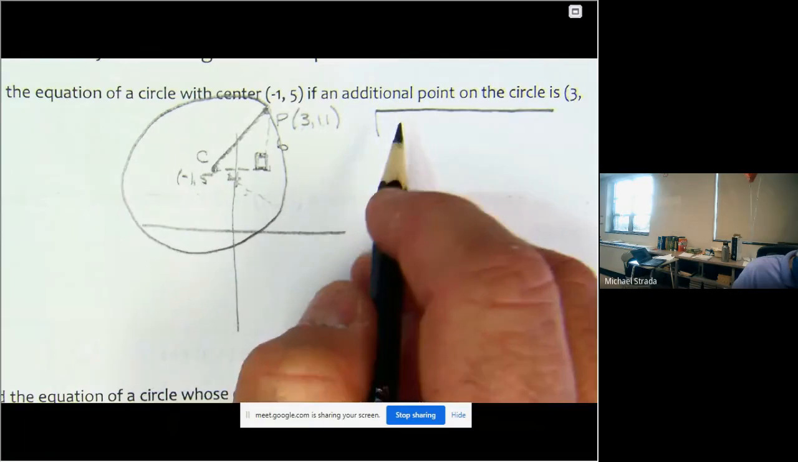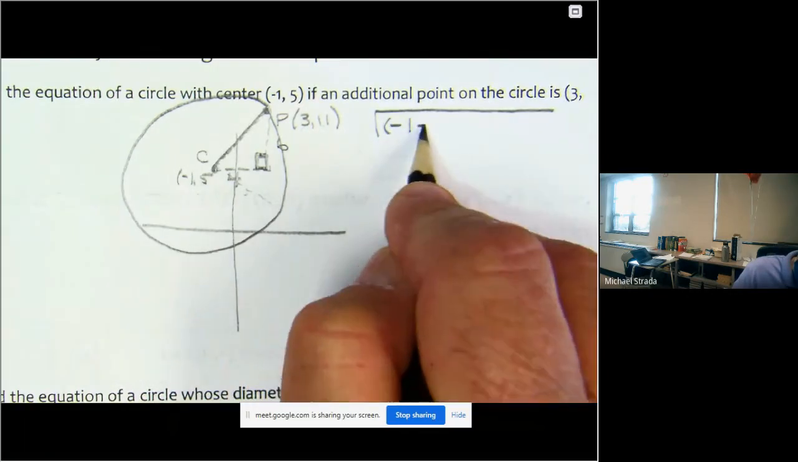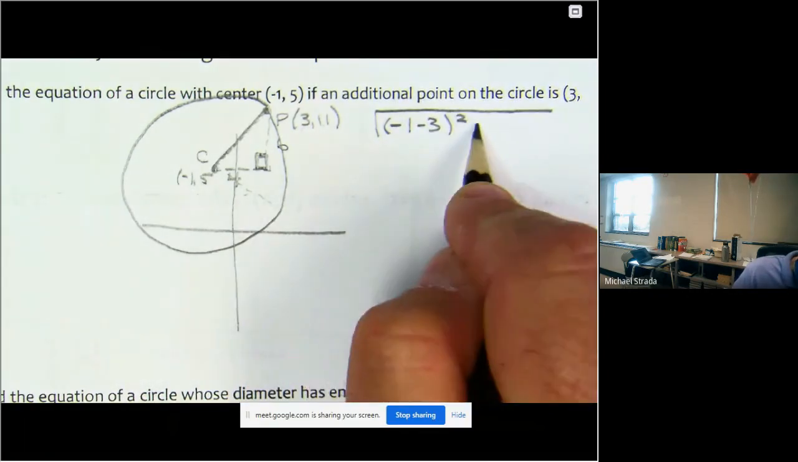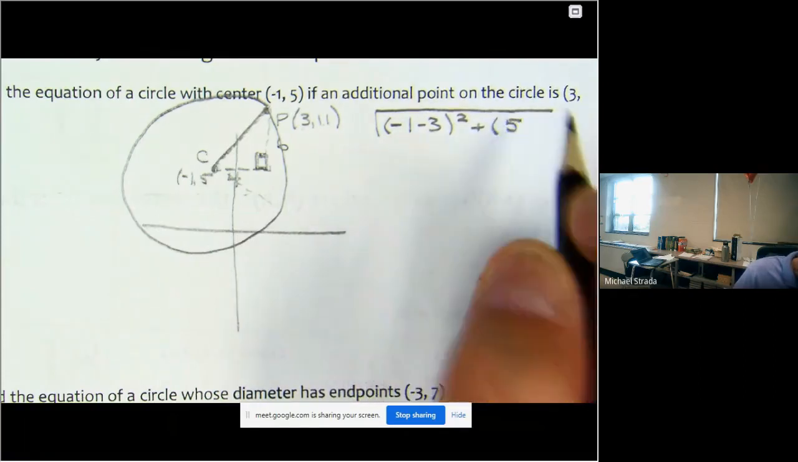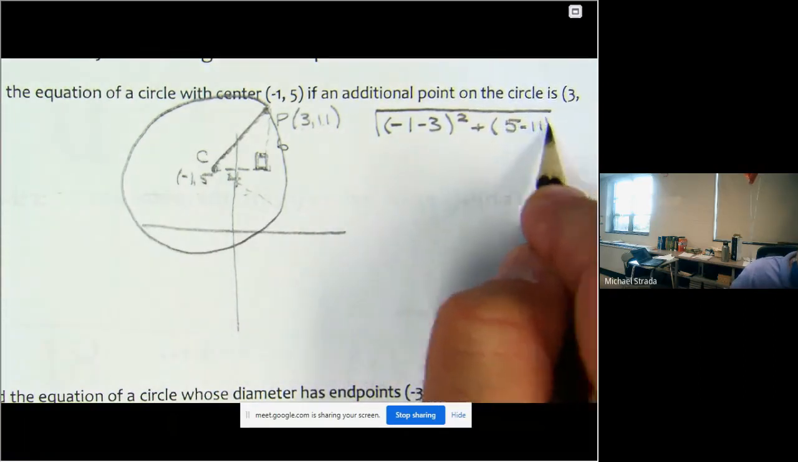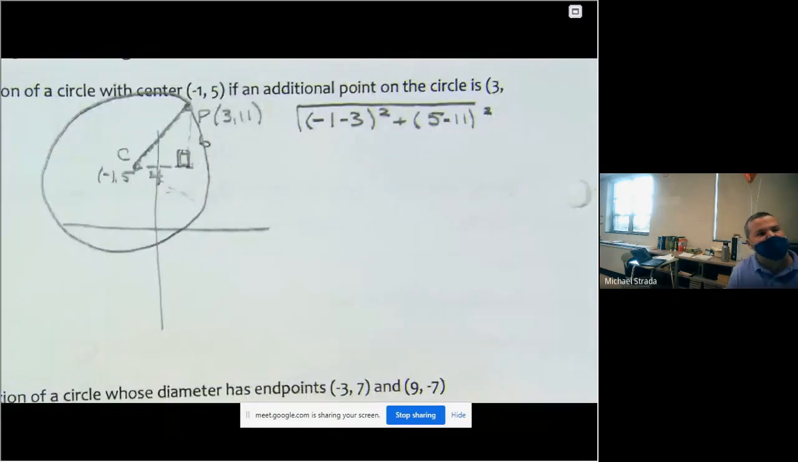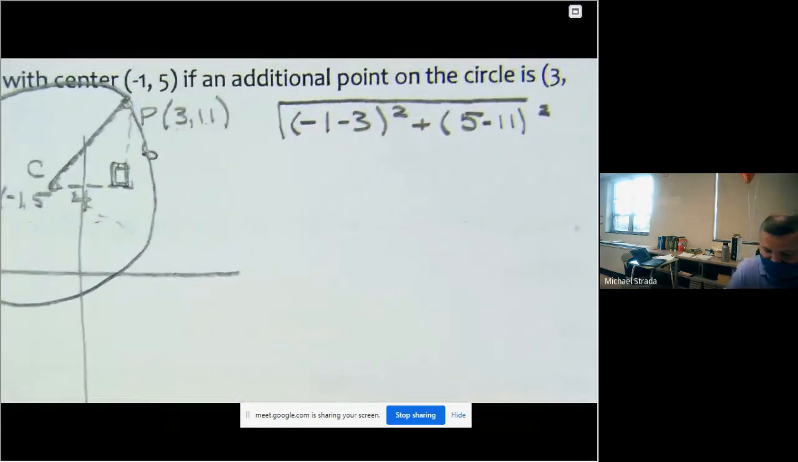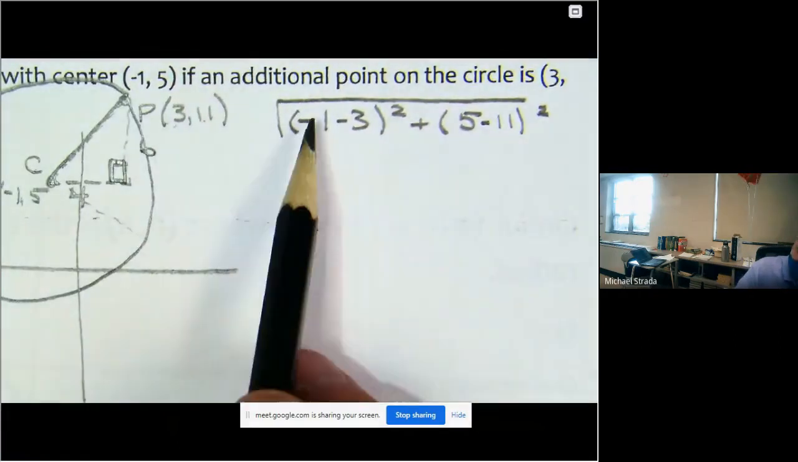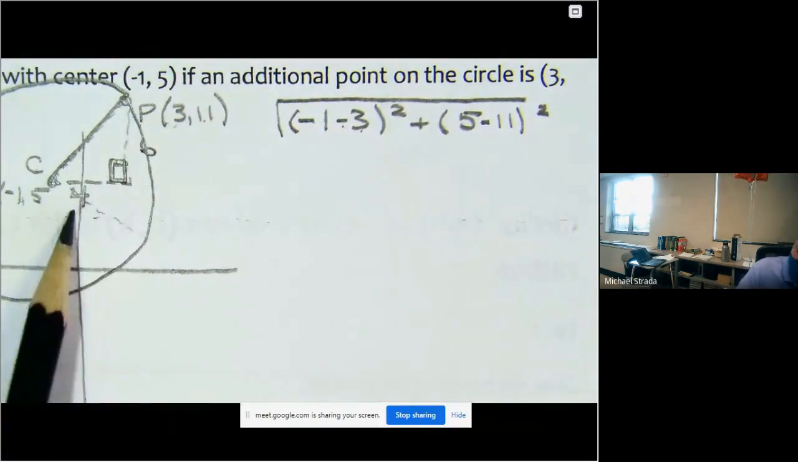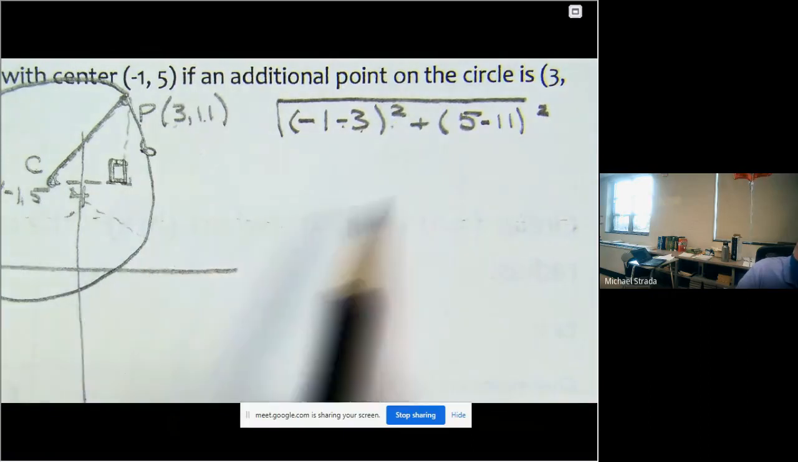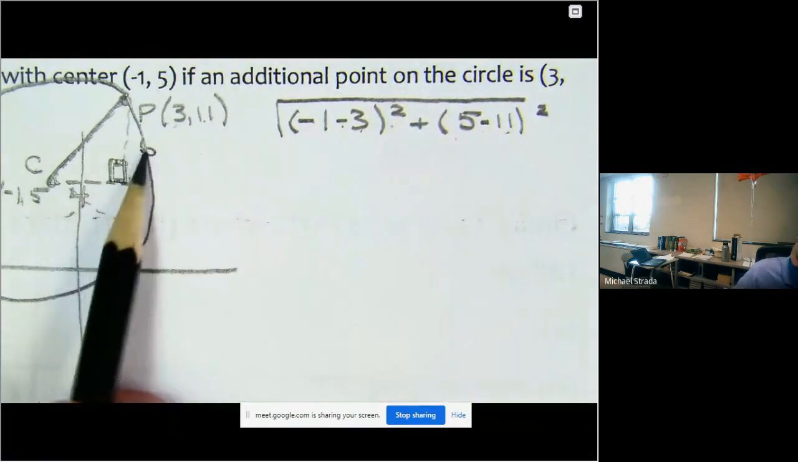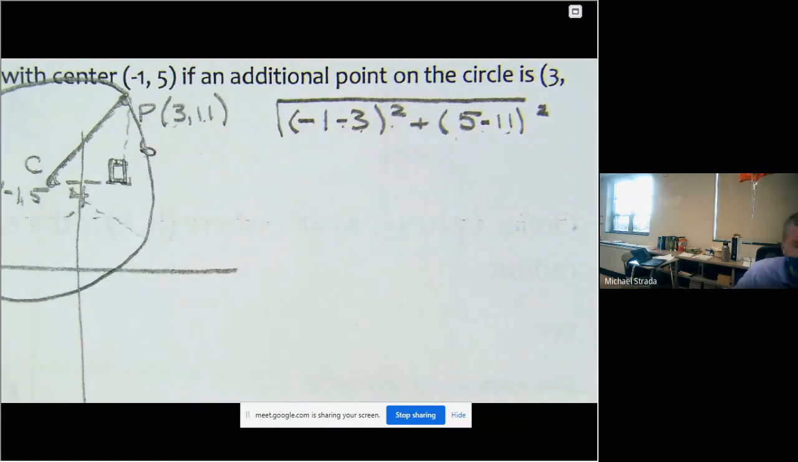If you did distance formula, this is what it would look like. The square root of negative 1 minus 3 squared plus 5 minus 11 squared. That's okay. But again, what is negative 1 minus 3? A negative 4. And when I square it, it's the same thing as a positive. 5 minus 11 is negative 6, the same as 6. The problem with distance formula is you got a lot of subtractions and additions, and it's easy to make a pretty small mathematical mistake.